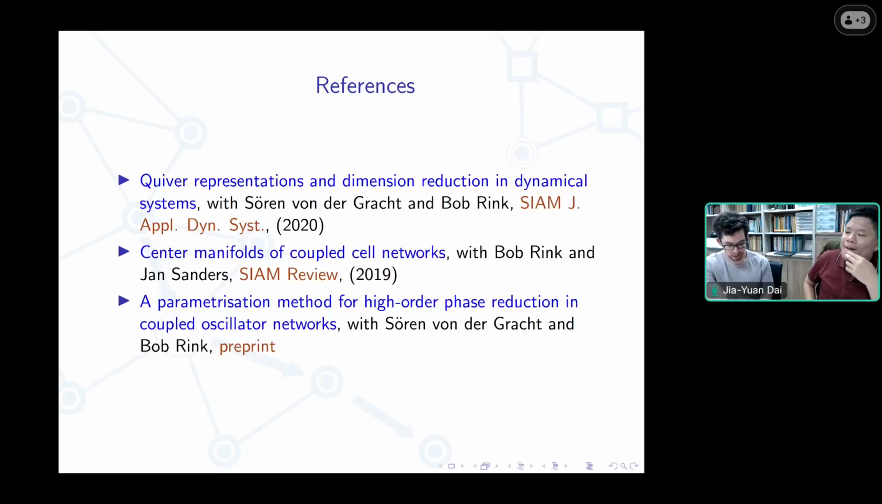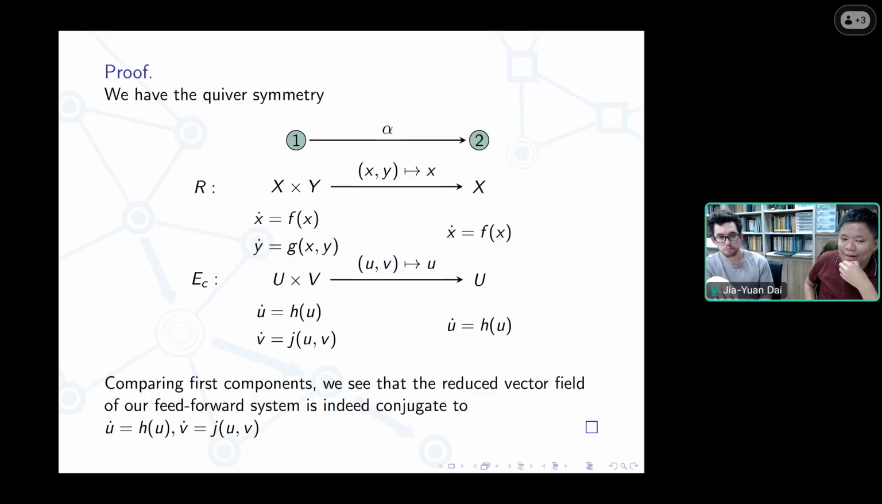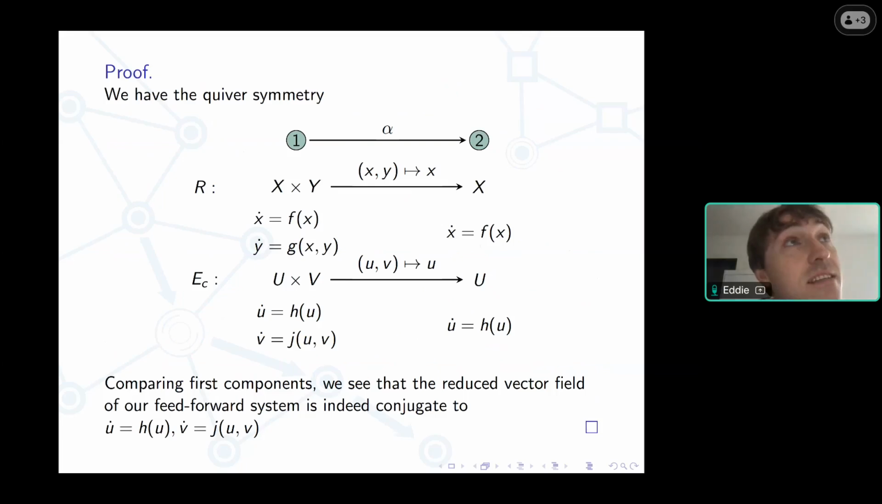Yes, I have a question about this last slide on the feed-forward structure on the center manifold. You have these spaces U and V, right? How do they relate to X and Y? Yeah, that's a good point. U is necessarily a subset of X because that just follows from this one. The relation between V and X and Y is a bit more complicated. But here's the honest answer.